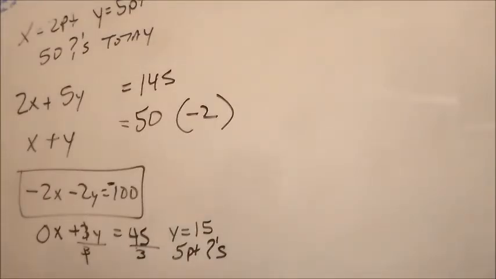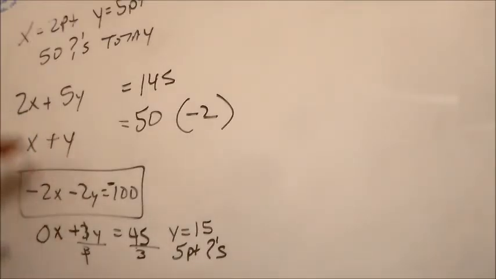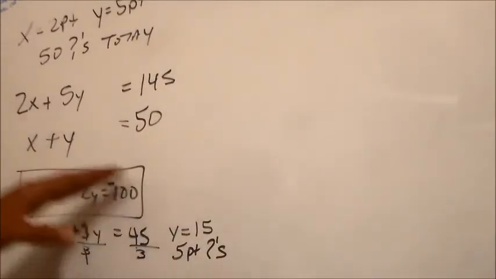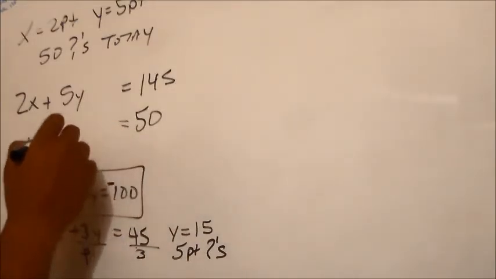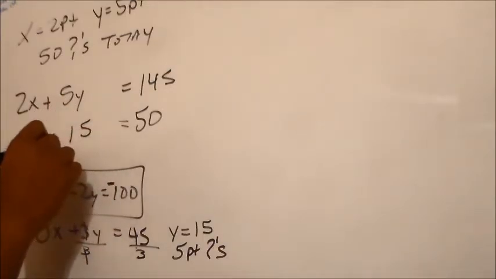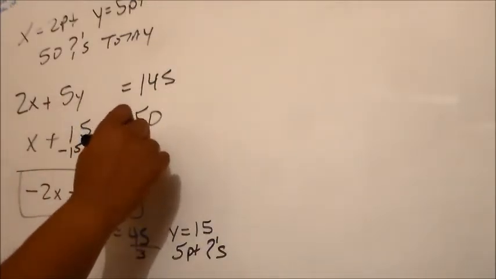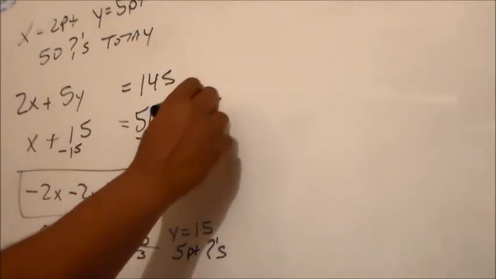Now, what we're going to do is we're going to take our 15, plug it into the simplest equation, which is the x plus y. Forget about that. We don't need that anymore. But the x plus y is the simplest. We take 15, we plug it in y. We subtract 15 from both sides. And I think x is going to be equal to 35. We'll take this out. Put 15 in here. Subtract 15 from both sides. Yep. 35. So x is equal to 35.